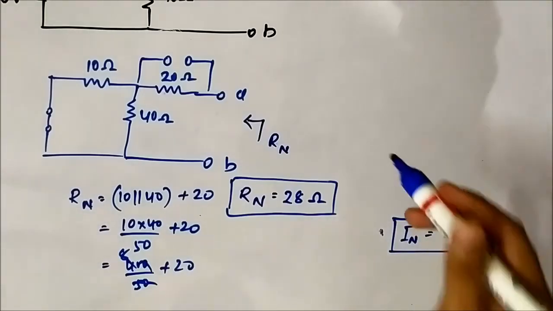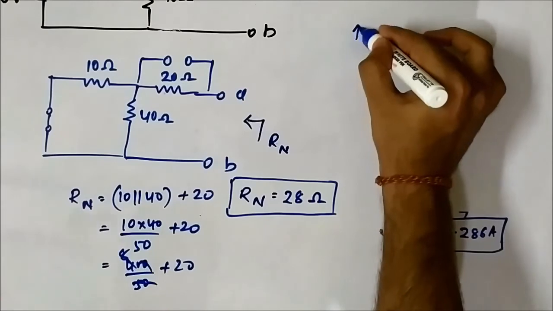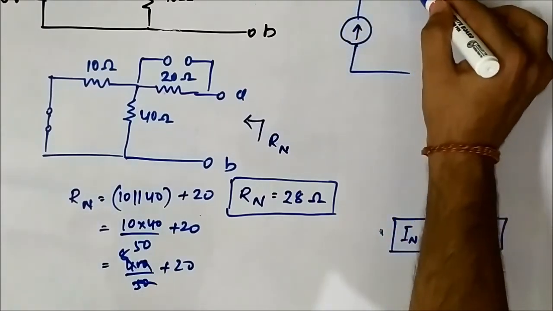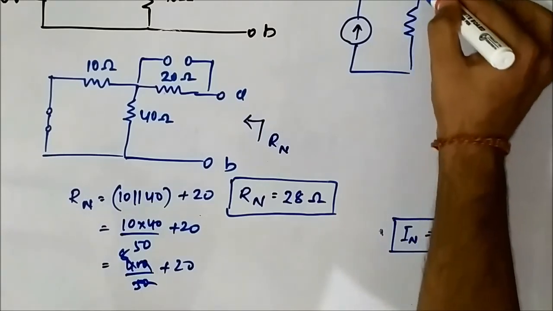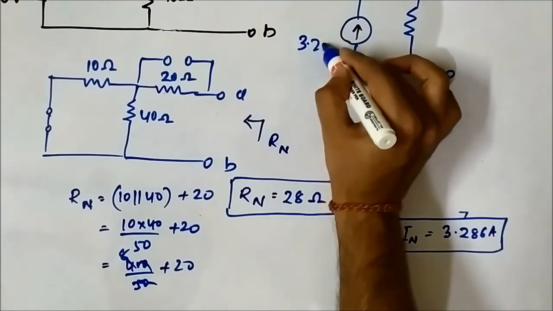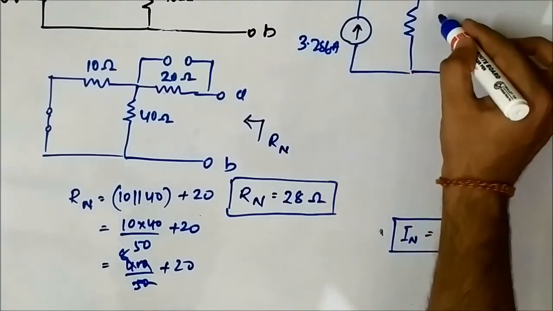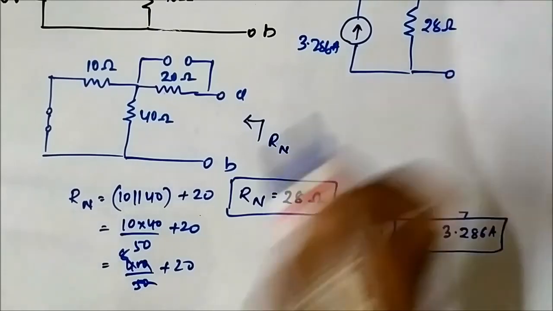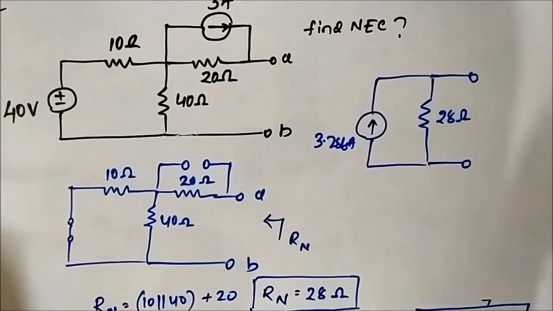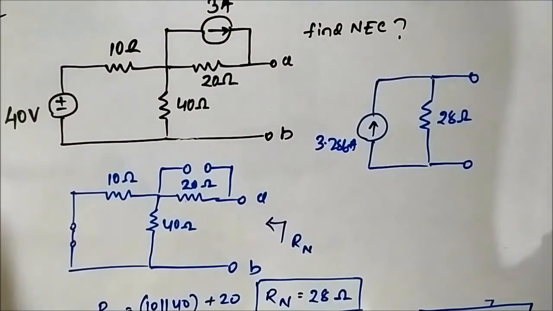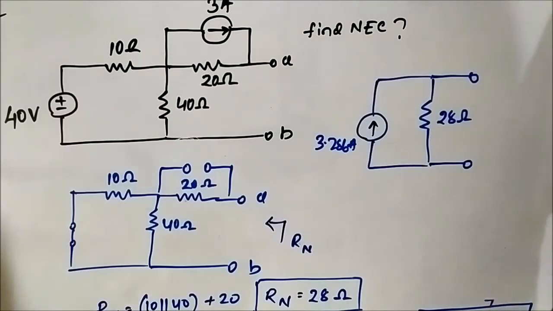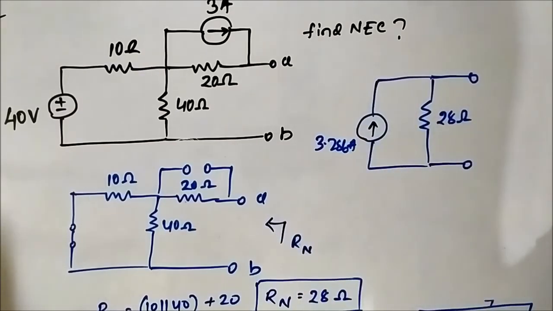So this is the Norton equivalent circuit. 3.286 ampere, this is 28 ohm. This is the Norton equivalent circuit for this circuit here. So this is the 5th question related to application of Norton's theorem to electrical circuits.